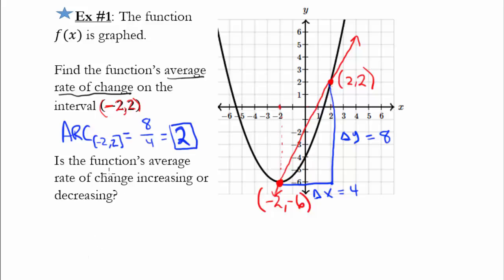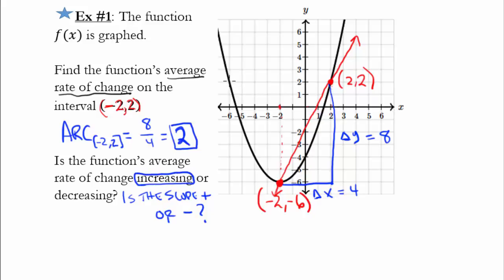Okay, one more question. Is the function's average rate of change increasing or decreasing? Well, this is another way of asking, is the slope positive or negative, right? It's the same question. The average rate of change is increasing because here the slope is positive from -2 to 2, right? So the answer is it is increasing because the slope is positive.